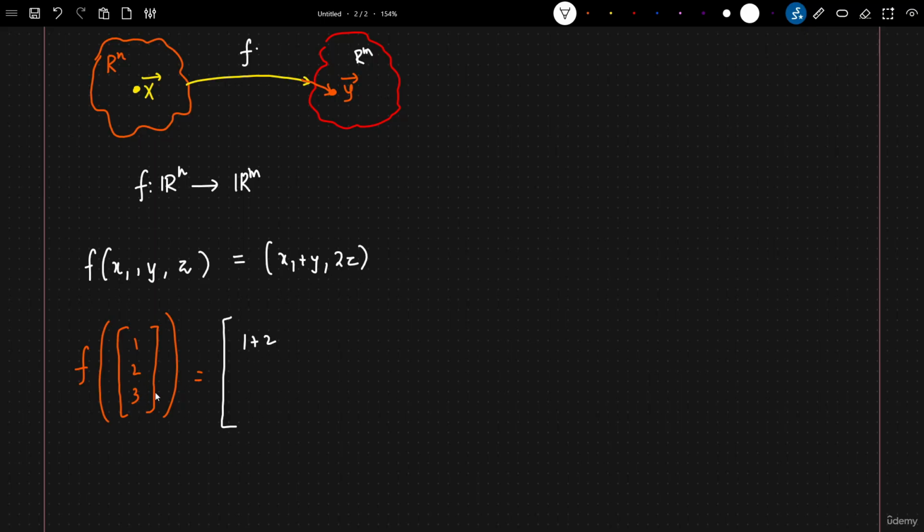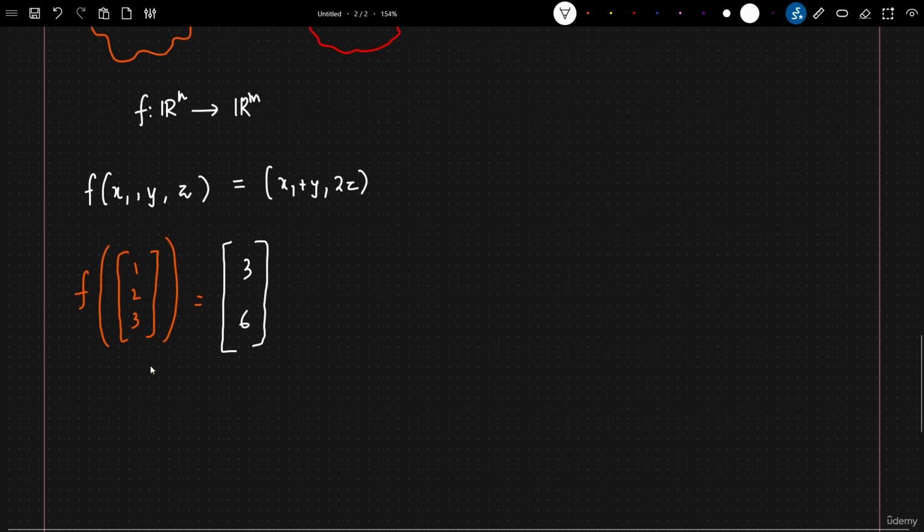2z is nothing but 2 into 3, that is nothing but 6, right? So finally you'll be able to see that I will be getting 3 comma 6, right? 3, 6. So this is the vector that I'm actually getting after mapping this particular function.